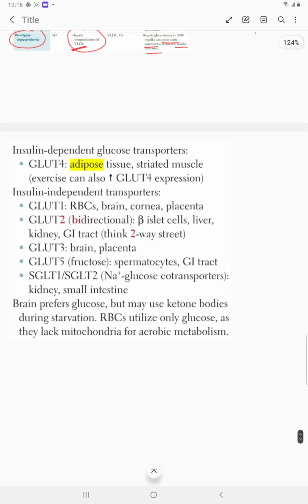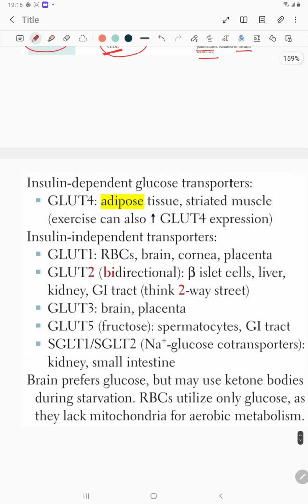The further important topic is the glucose transporters. We have insulin dependent and insulin independent. The insulin dependent glucose transporter is only one, which is GLUT4, a very frequently asked question. The locations of GLUT4 are adipose tissue and striated muscles, and exercise can also increase GLUT4 expression.